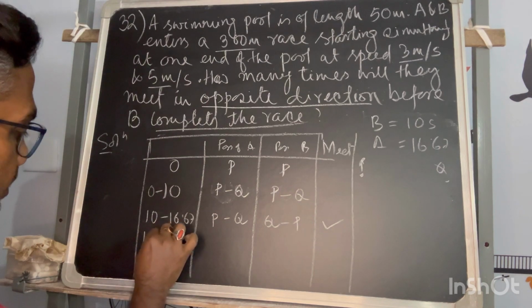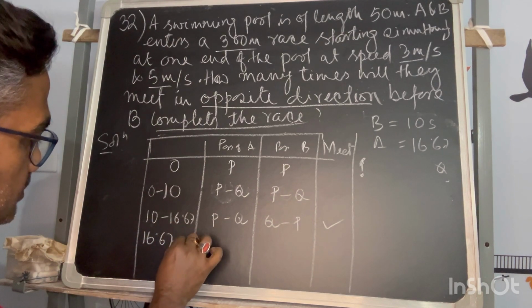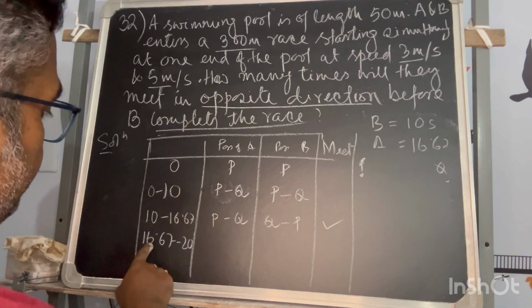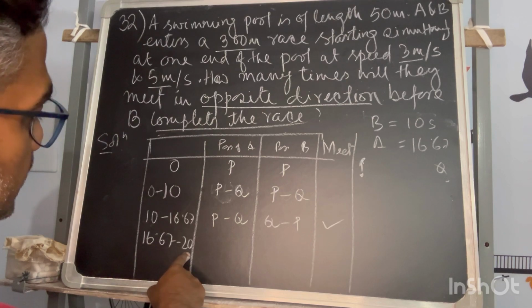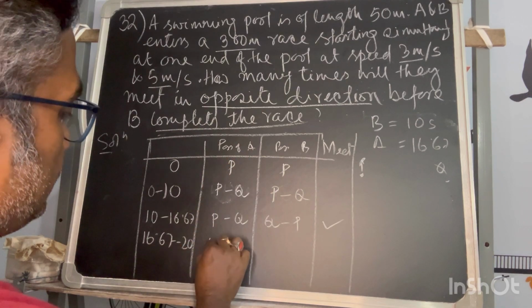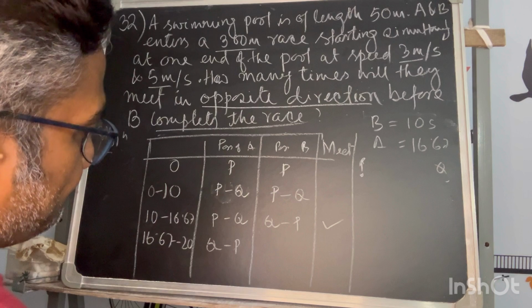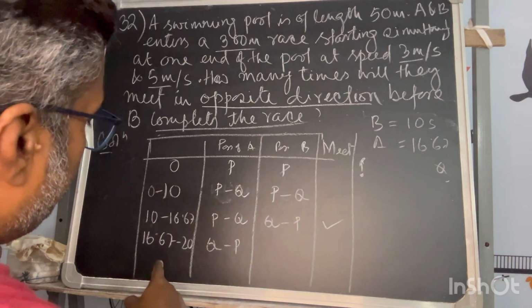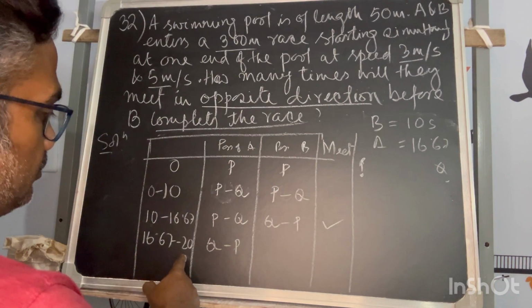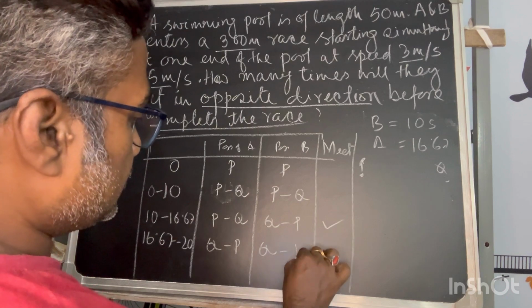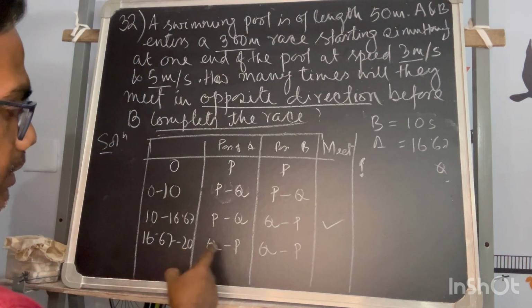Now I will break it according to the lap size to 20. Between 16.6 to 20, A will be between Q and P, isn't it? And between 16.6 and 20, B also has to be between Q and P, because at 20 he will reach P again.